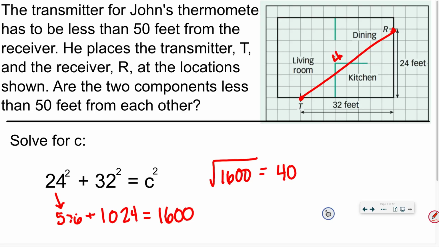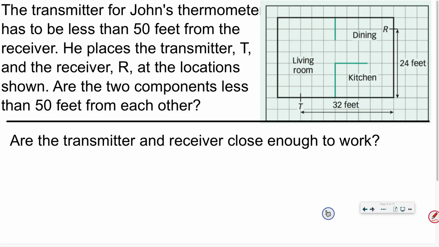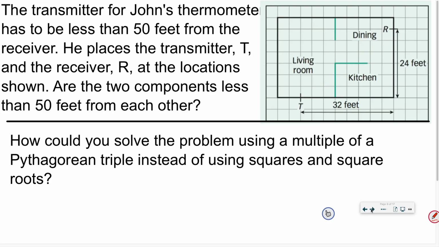So if the distance here is 40, is that transmitter going to work? Yes, it will. Why? Because it has to be less than 50, exactly. So taking it to that next level up, when you're dealing with a real world type of Pythagorean theorem problem, the answer isn't always going to ask you just for the side length. This one was specifically asking if the transmitter would work with the receiver. By finding the distance, you were able to answer that it would work.